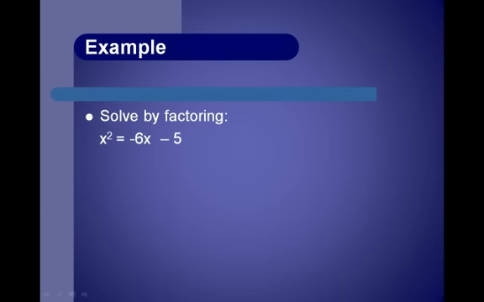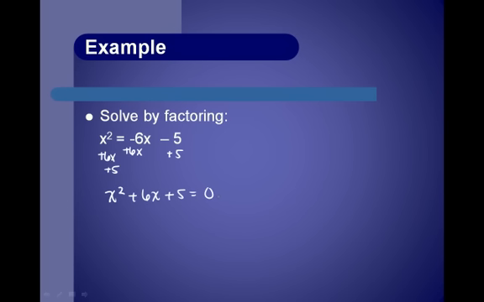X squared equals negative 6x minus 5. Now notice this one we do not have it set equal to 0. So the first thing we're going to do is we're going to add 6x to both sides. And we're going to add 5 to both sides. So we get x squared plus 6x plus 5 equals 0. Now we're going to factor it.